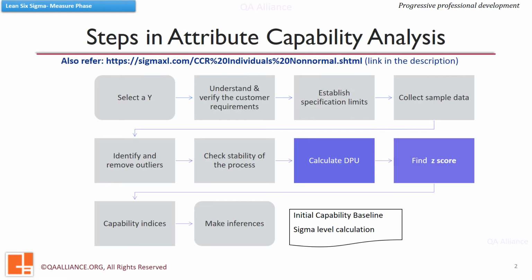In the previous slide, we saw the steps used for capability analysis of continuous data. In case of discrete data, we do attribute analysis. The difference here is that we do not have to do normality check. Instead, we calculate DPU and check that value in Z-table to find out Z-scores. With the help of Z-score, we calculate capability indices and make inference. As we do for continuous data, capability baseline and sigma level calculation is done for attribute data also.